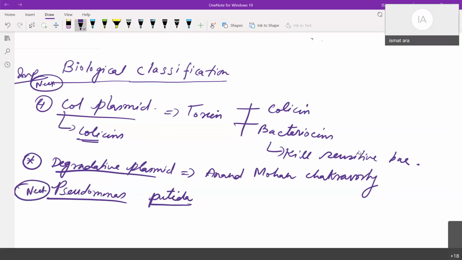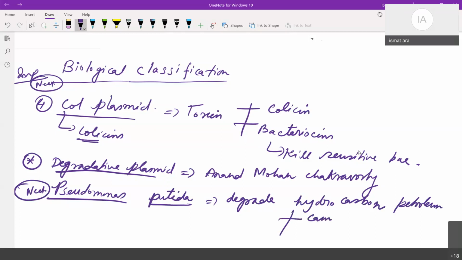Fine. What is their function? They degrade hydrocarbon, petroleum. Now, what is present in petroleum, students? Camphor is present. Xylene is present. Octane, naphthalene.